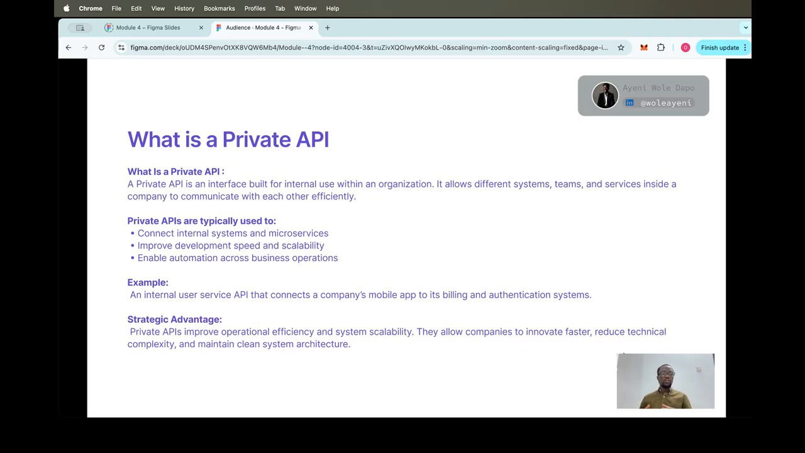Secondly, we'll be looking at private APIs. Private APIs are strictly built for internal use within an organization. They are not exposed to external users. So why do companies even build private APIs? They build them for two major things, right? The first is efficiency and reliability.